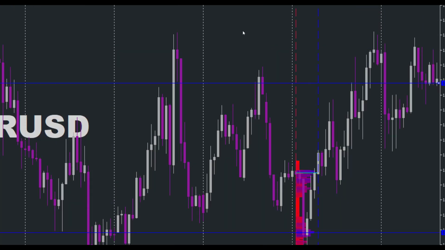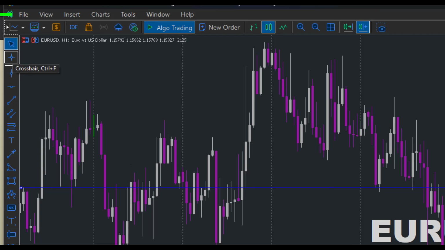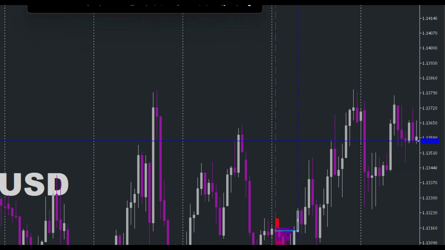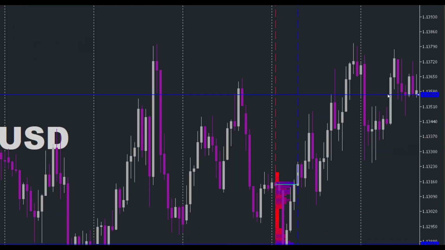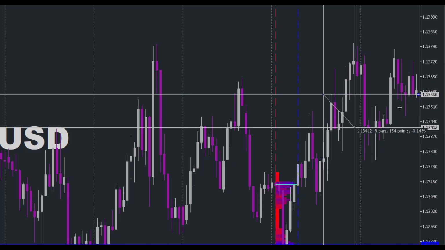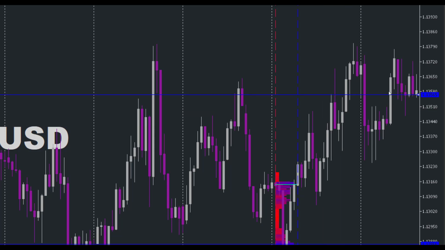By what value does it drop? Let's go and view, or Control F. Okay, across here is Control F, so let's use that. Perfect. It drops down by 15 pips. As we said there, at 15 pips your trailing stop is activated. So you would have made a profit on this candle also.